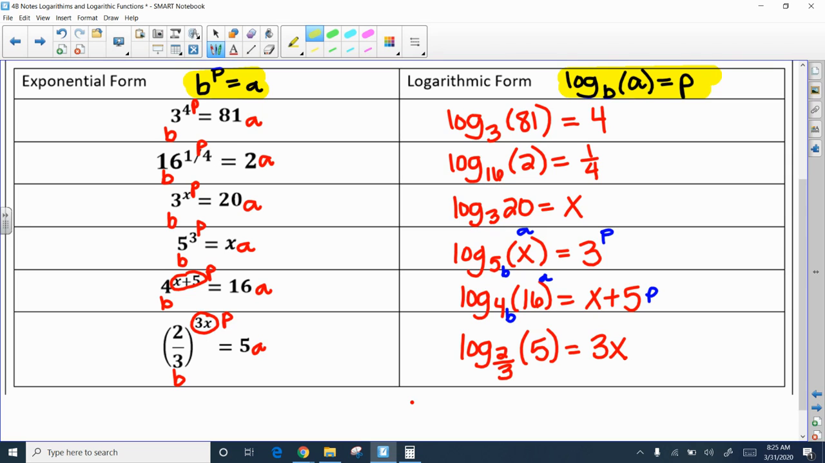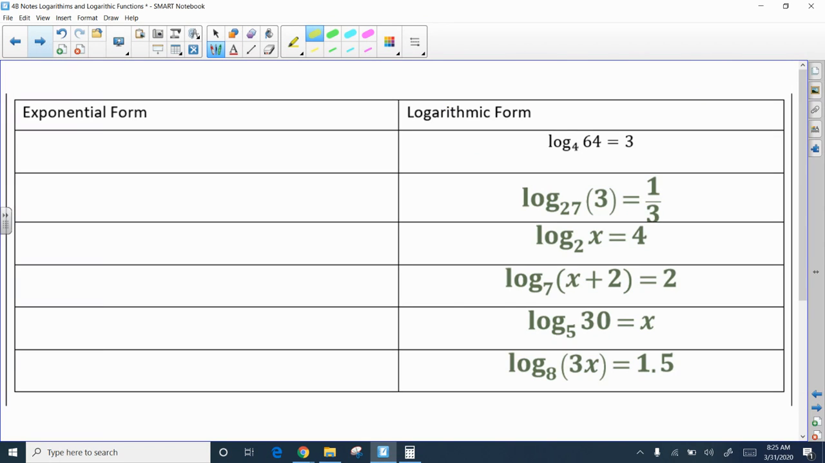Now the same is also true for our next examples. These next examples are in logarithmic form. So the logarithmic form, as we've seen, is log base b of a equals p. Anytime we're given an equation in logarithmic form, we can rewrite an equivalent equation in exponential form. An exponential form is b to the p power equals a. We're going to do the same thing here.